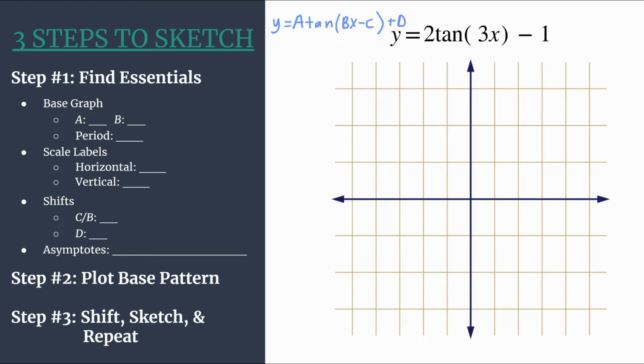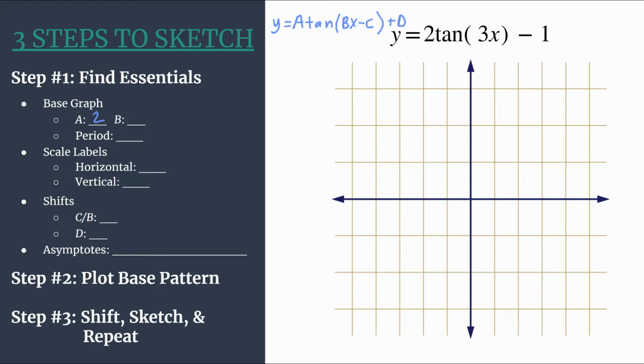So our base graph, we need to identify a, which is the coefficient in front of tangent, so that's 2. And we'll use this value for our curve setting points when we plot our base pattern in our final graph. Okay, that's like the vertical stretch factor. So if you compared this graph to the graph of y equals tangent x, the parent graph, you would see that the graph has been vertically stretched out by a factor of 2.